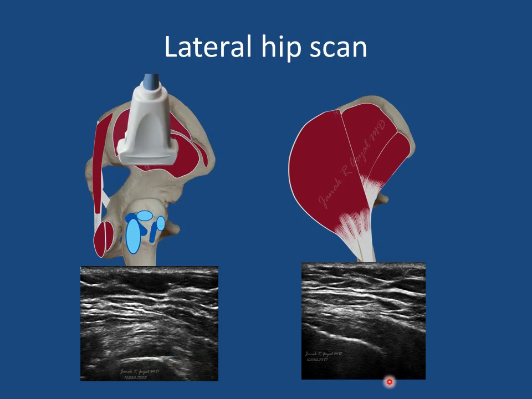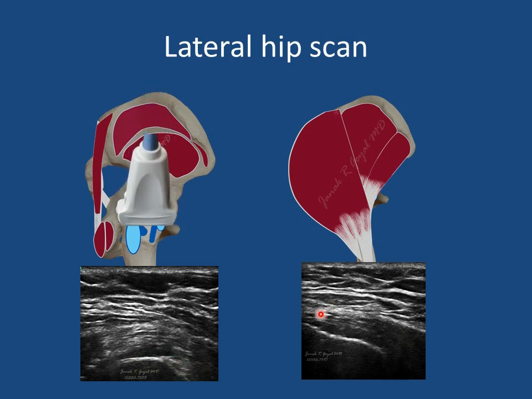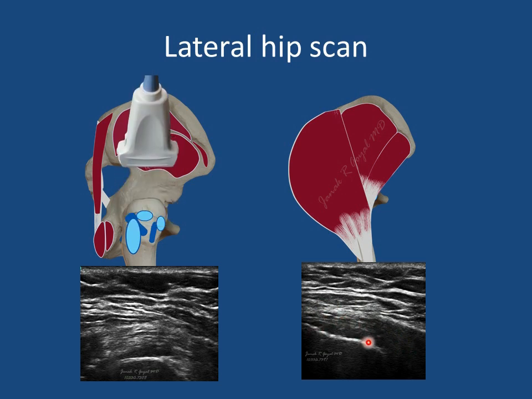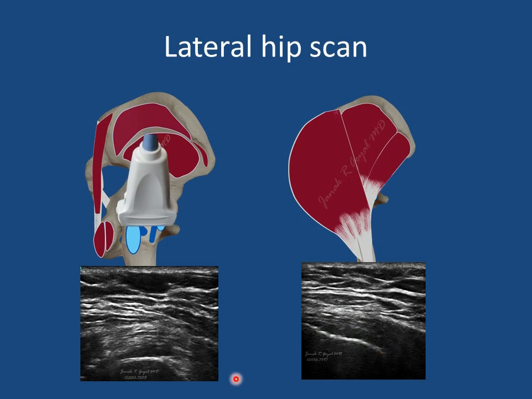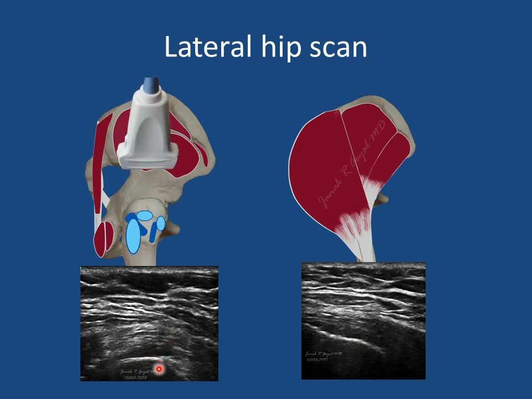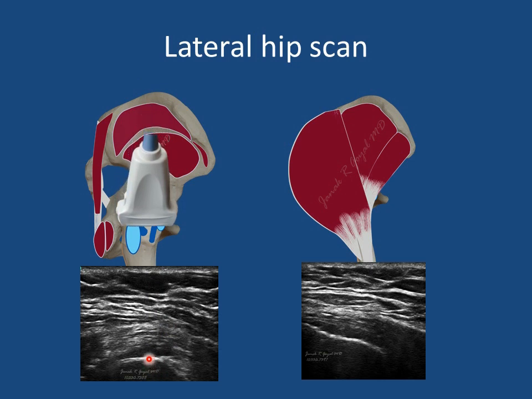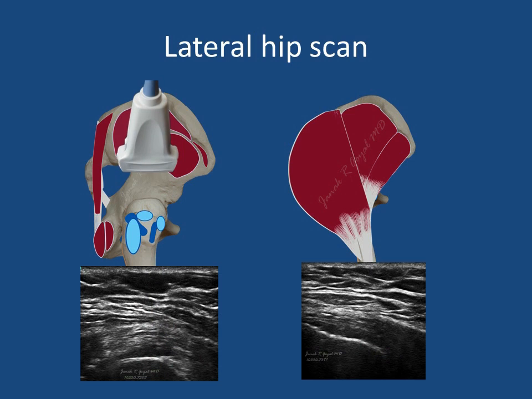On the longitudinal scan, and the transducer is shifted, here is your gluteus medius and here is your subgluteus medius bursa, because I put my finger up here when I was scanning this, and then shifted my transducer at 90 degrees to take this image.